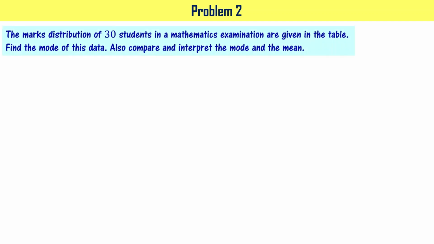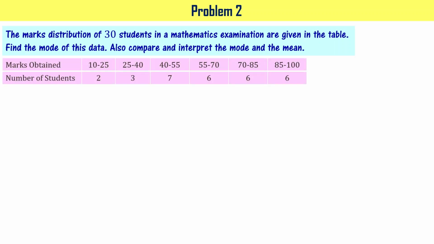The marks distribution of 30 students in a mathematics exam is given in the table. Find the mode of this data. Also compare and interpret the mode and the mean. It means we have to find the mode and the mean, and compare and interpret. What does mode mean, and what does mean, or the average, mean?